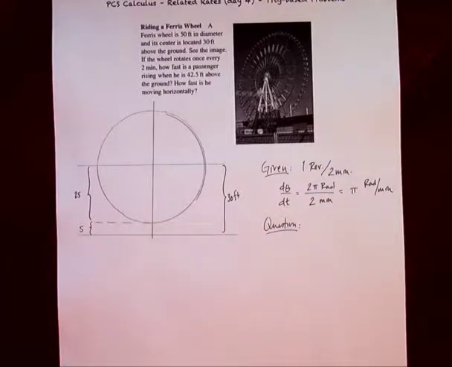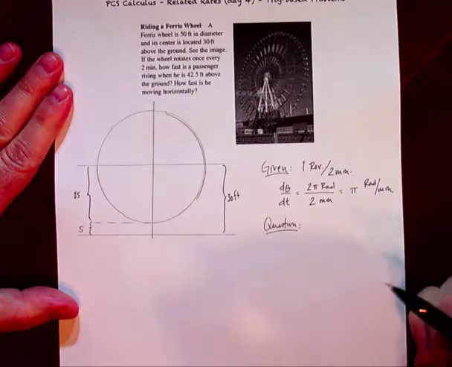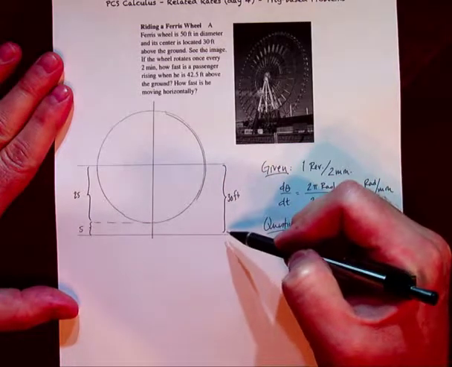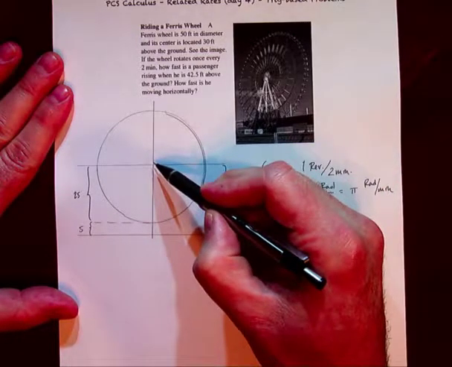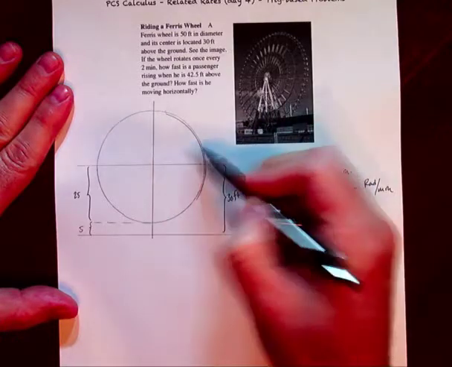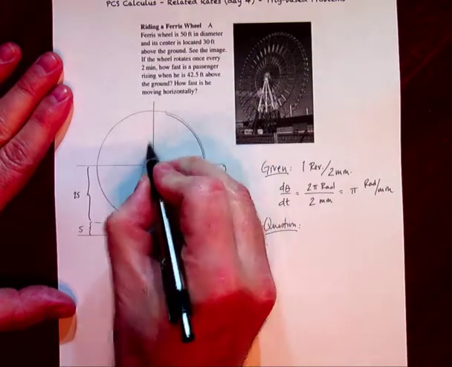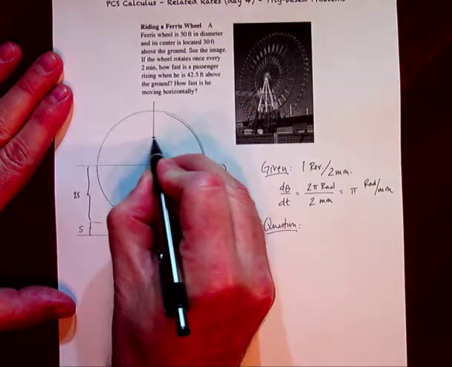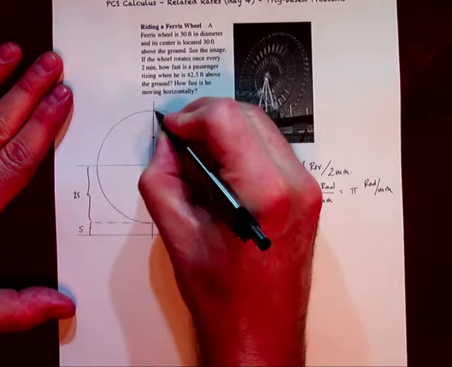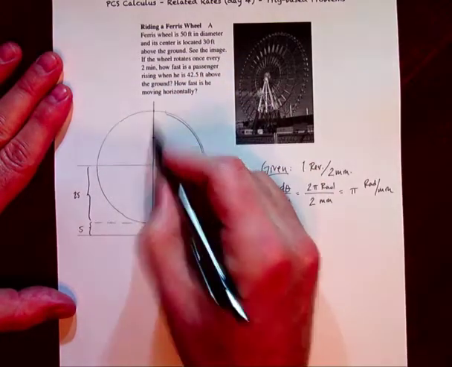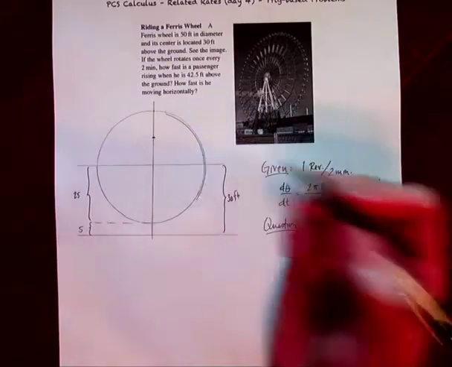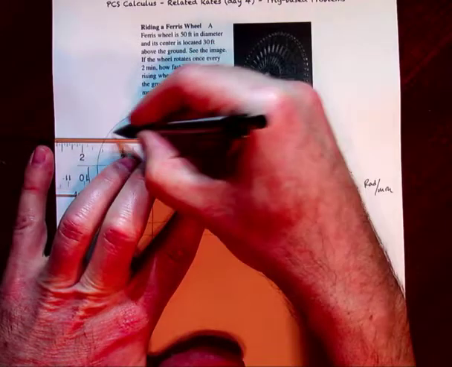Now the question we have is, how fast is the passenger rising? Like, what is his vertical velocity? Well, let's figure out at that moment where the passenger is first. Now, if he's 42.5 feet above the ground, if we subtract the 30 feet here, that means that the passenger is 12.5 feet above the center of the Ferris wheel. If that's the case, that means that he is halfway up in terms of the radius. Because if this whole radius is 25, then 12.5 is right in the middle.